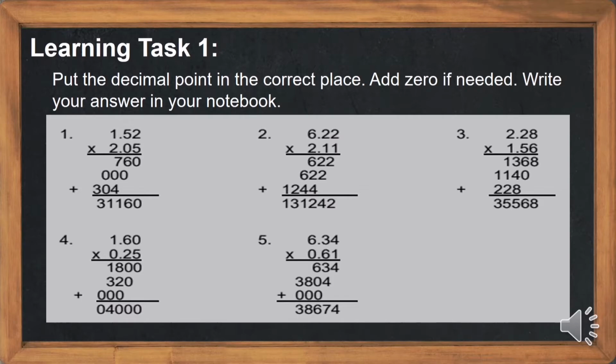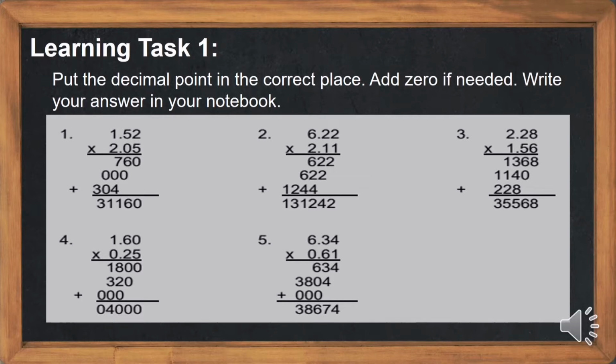So we got the product, 131242. So saan natin ilalagay ang decimal point dyan? So if we have 4 decimal places, we have to count numbers from the right kung ilang decimal place natin ilalagay ang ating decimal point. So for number 3, we have 2.28 times 1.56. So we have the numbers 35568. Saan natin ilalagay ang decimal point?